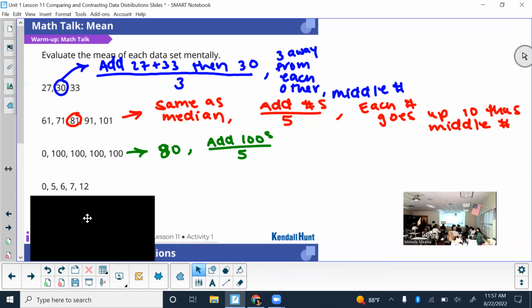Last one. You add the 100. So how many hundreds are there? I was gonna add the 100. That was the strategy. And then down here, last one, when you have the mean, thumbs up, and your strategy.